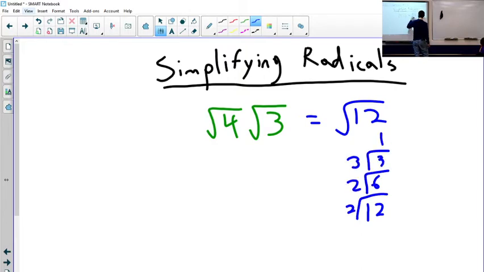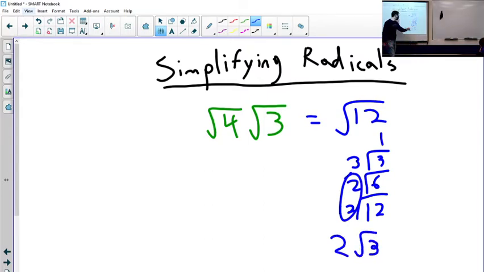And look at that. We got a pair of 2's that can come out of the square root. We have a 3 by itself, so it stays in the square root. 2 square root of 3 should be our final answer.